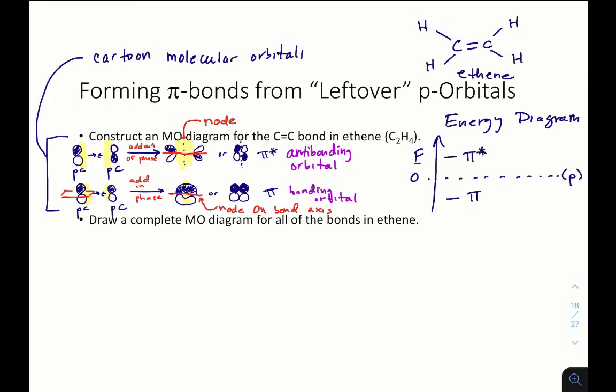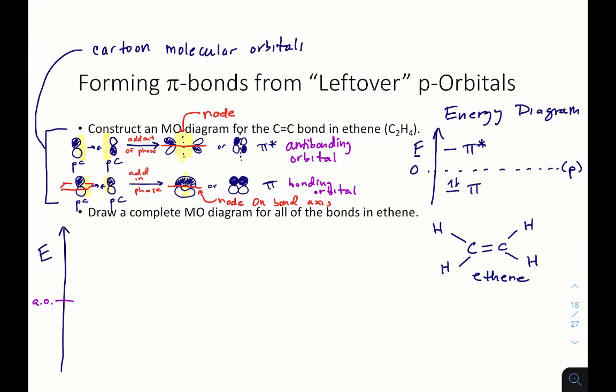There are two electrons in the pi orbital. So there are two pi electrons in this carbon-carbon bond. We're not thinking about the sigma electrons. And so those two electrons go here to that pi orbital. Let's now draw a complete molecular orbital diagram for all of the bonds in ethane. And I'll actually ask that you pause and do this yourself and then come back and check with me.